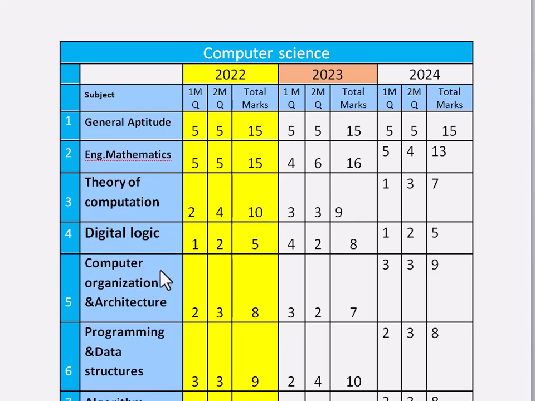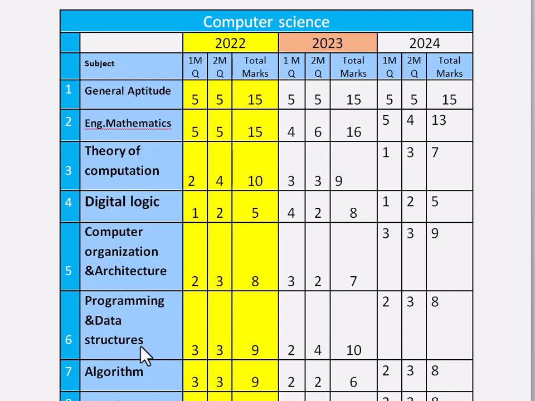And for computer organization and architecture subject, in 2022, 1 mark questions are 2 and 2 mark questions are 3 and total marks are 8. In 2023, 1 mark questions are 3 and 2 mark questions are 2 and total marks are 7. And in 2024, 1 mark questions are 3, 2 mark questions are 3, total marks are 9.